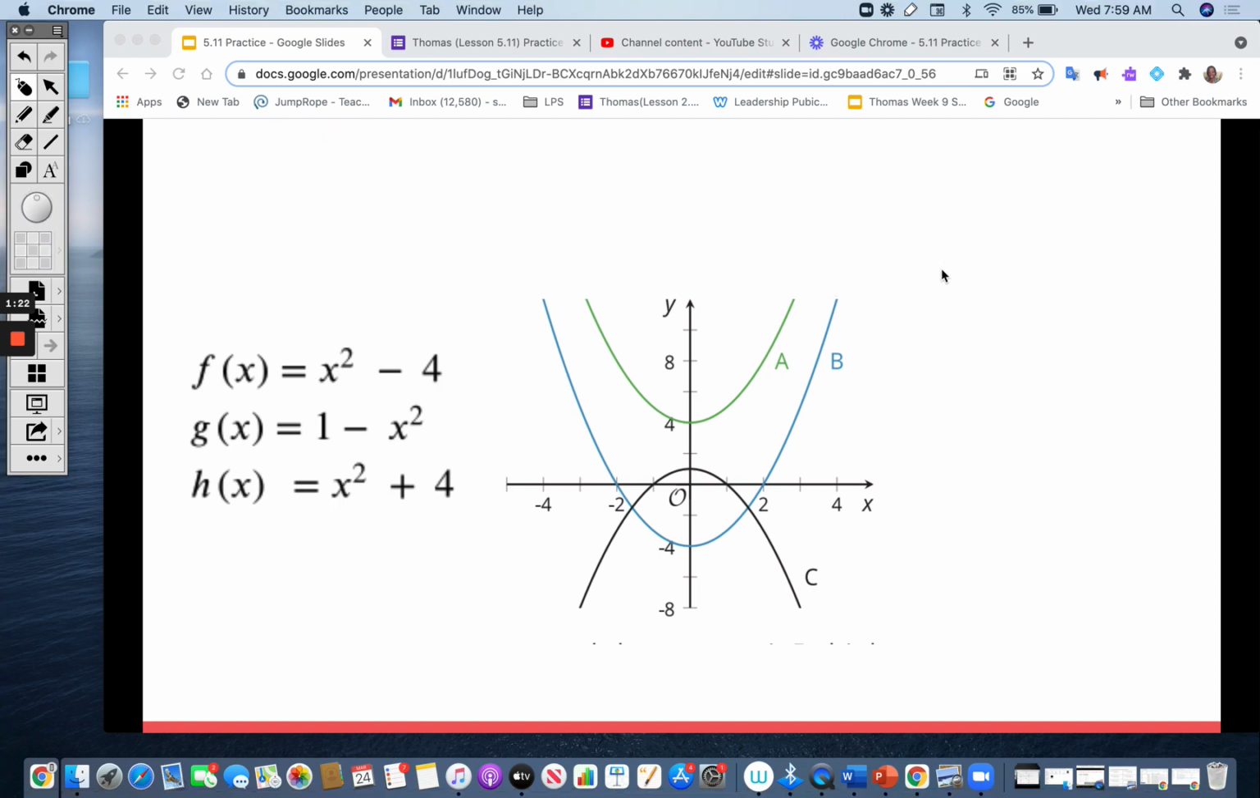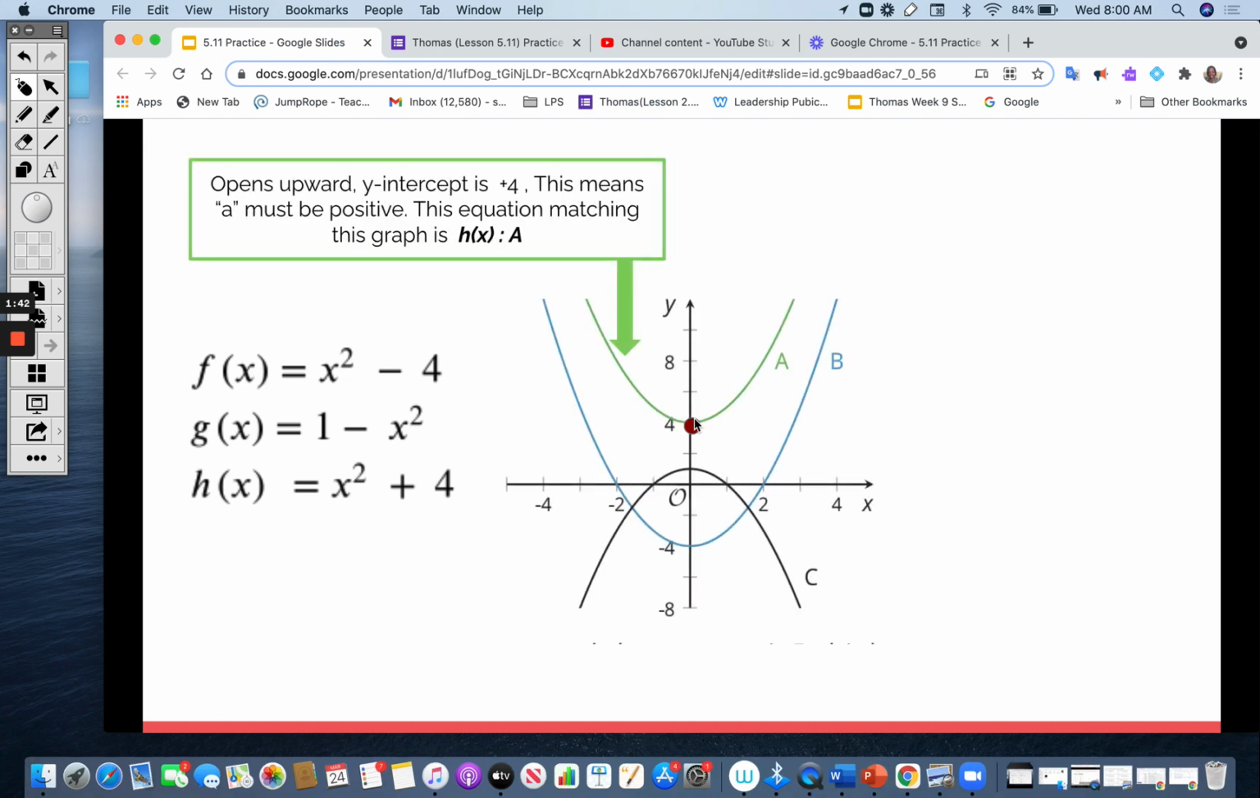So when we look at graph A, the green one, we're noticing that the y-intercept is occurring at 4, so that is (0, 4). And we're noticing that that graph is opening upward. So that means that the c is positive and also the a is positive, which means for us, that is going to be h. So it opens upward, the y-intercept is a +4, that means a must be positive. So the equation that matches this graph is going to be h of x.